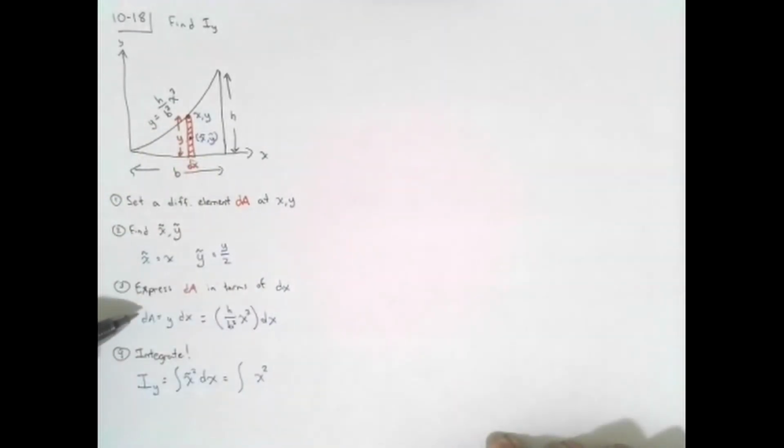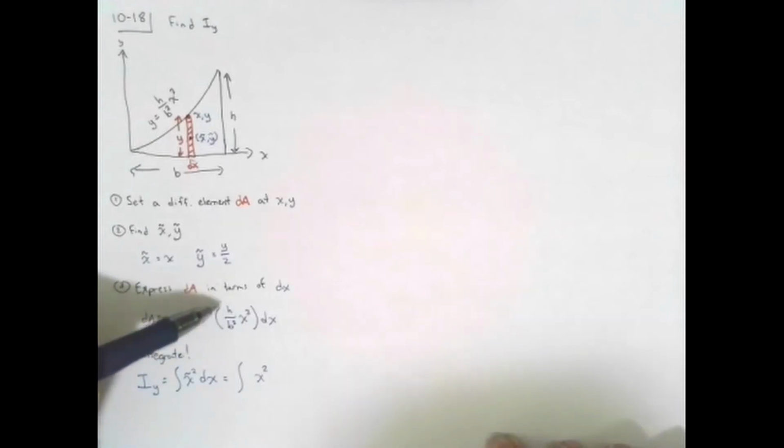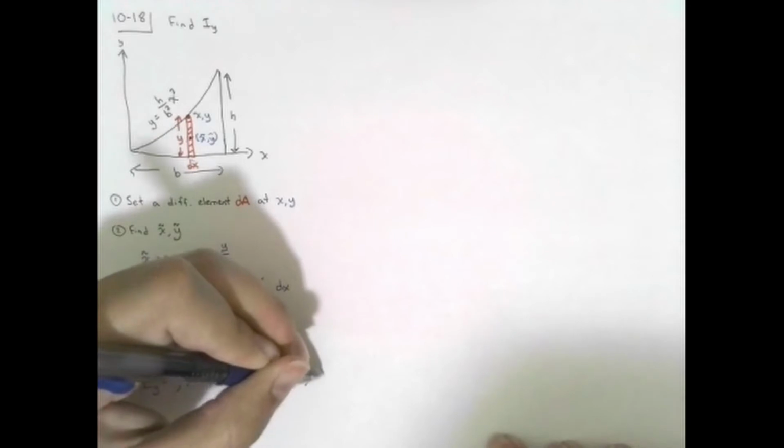And finally, the fourth and final step is to integrate. It's the most fun part of this problem. It's the integrating part. And we know that if we're going to integrate, the moment of inertia about the y-axis is equal to the integral of x squiggly squared dA. Now, from step number 2, we know that x squiggly is just equal to x, so this will be just the integral of x squared. And then from step number 3, we know that dA is equal to h over b cubed x cubed times dx. So x squared multiplied by h over b cubed x cubed times dx.